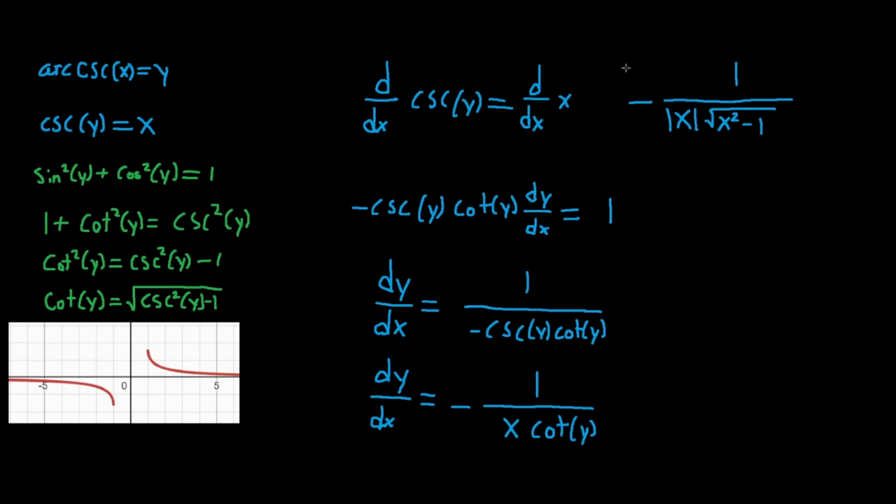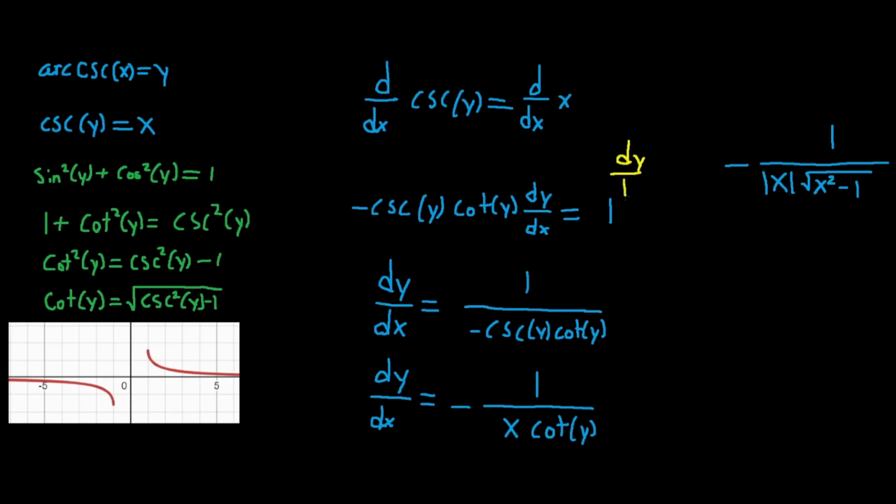So I'm just going to write this just to finish it up: dy over dx is equal to this. If you remember here, we have y is this. So if we're taking the derivative with respect to x, then we're getting the derivative of arccosecant of x. And therefore, the derivative of arccosecant of x is equal to negative 1 over the absolute value of x times the square root of x squared minus 1.